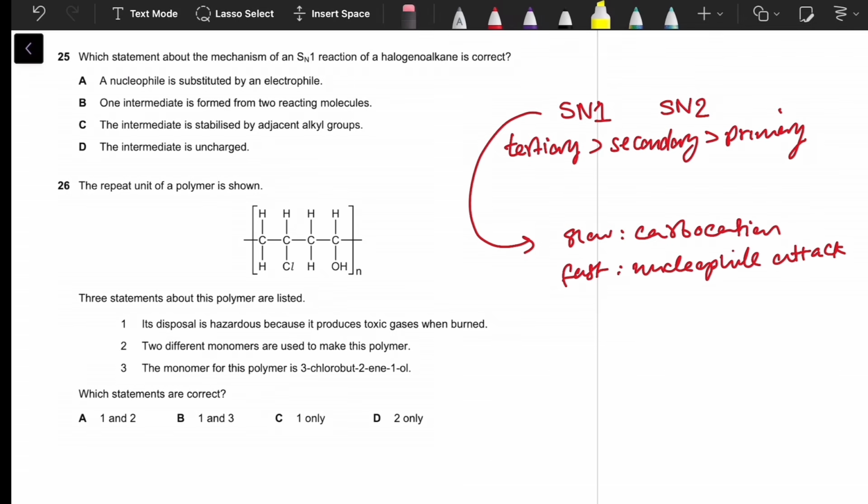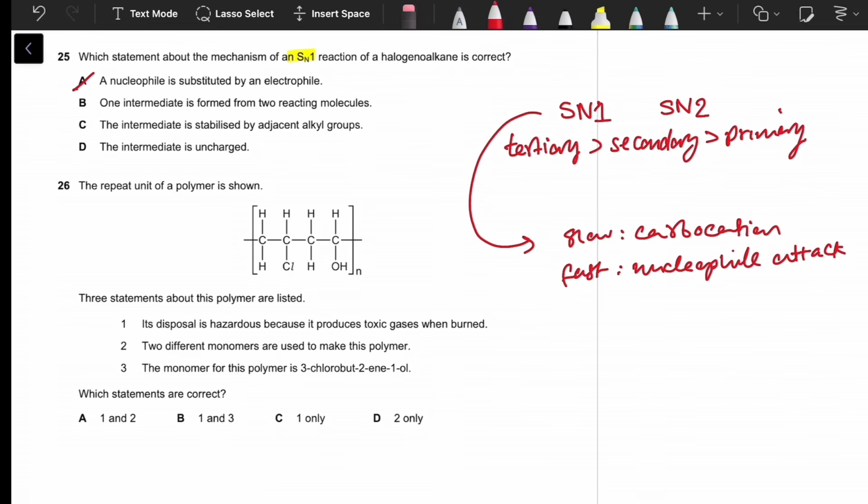Question number 25 is asking us to select the statement about a mechanism of SN1 reaction of a halogenoalkane that is correct. So, option A, a nucleophile is substituted by an electrophile. That is definitely incorrect. Nucleophilic substitution is when a nucleophile attacks. An electrophile does not replace anything.